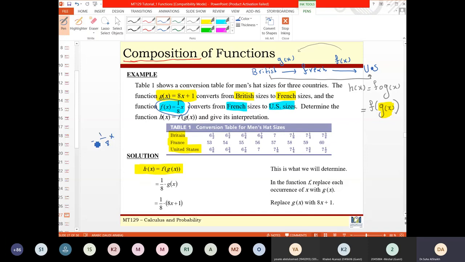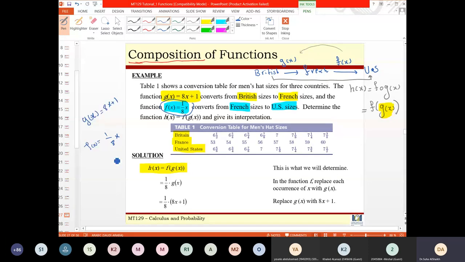What is the g? It is 8x plus 1. I want f of g of x, meaning inside the f I remove the x and put g of x. So it's going to be 1 over 8 times g of x. And what is g of x? It is 8x plus 1. So it's going to be 1 over 8 times 8x plus 1. So it's equal to x plus 1 over 8. And this will be my h of x.